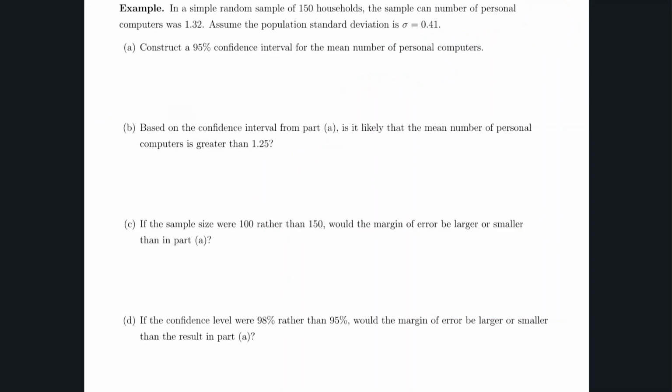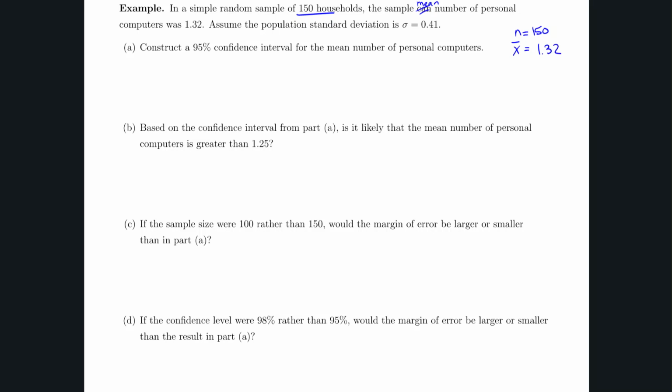Now in this example, we've got a few steps. Let's read our beginning part. It says a simple random sample of 150 households. As I read through, I'm going to extract that information. That's my sample size. N is 150. Really quick, let's correct a typo here. Sorry for this. This says can. It should say mean. The sample mean number of personal computers is 1.32. So that's my X bar, the sample mean.